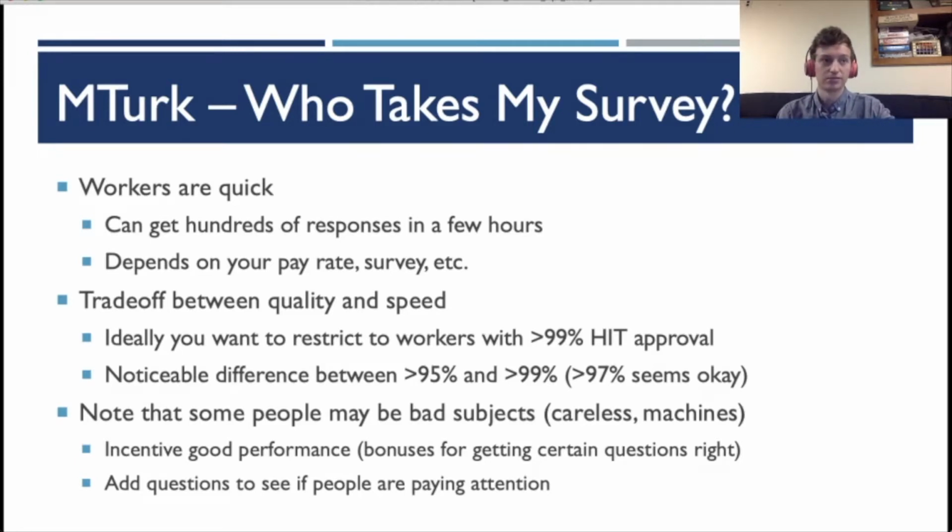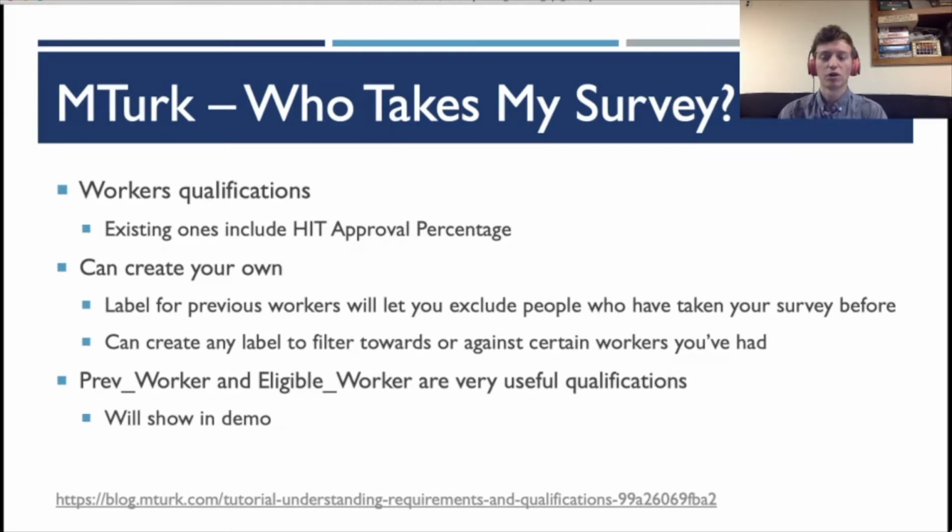So when I keep mentioning worker qualifications, these are basically ways of filtering who can take your survey from MTurk, right? There are existing ones that Amazon has built in, which is hit approval percentage, right? So only let people who have a hit approval percentage above 95, above 99% take this. And you can also create your own, right? And this is basically how you label workers to either make them eligible or ineligible to take your survey.